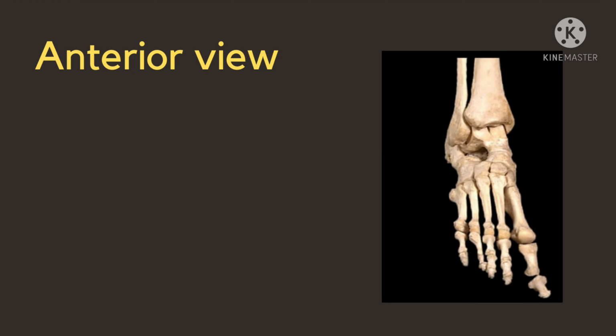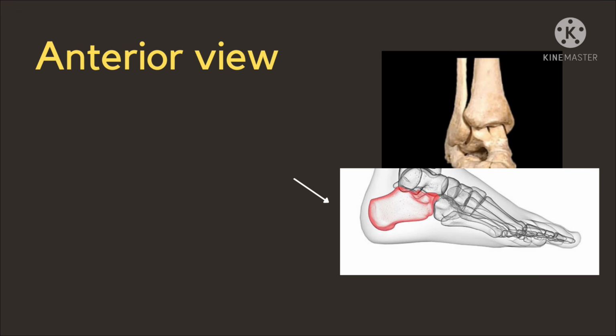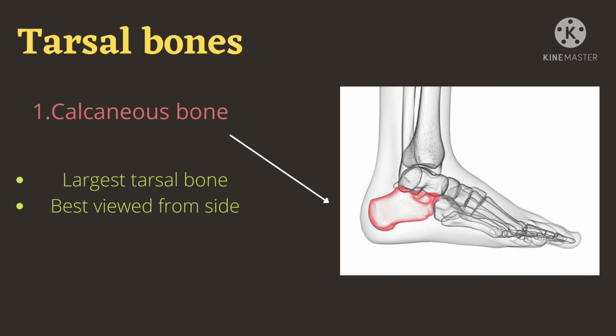This is the anterior view of a foot. As you can see, this is the anterior portion where you can see the metatarsals. So let us start with the tarsal bones. The first bone is the calcaneus bone. This calcaneus is the largest tarsal bone. This bone can be viewed best from the side. As you can see in the diagram, the red marking on the bone is the calcaneus bone.